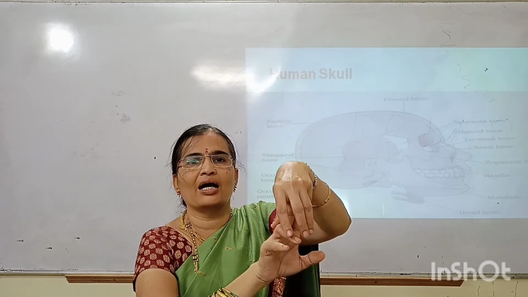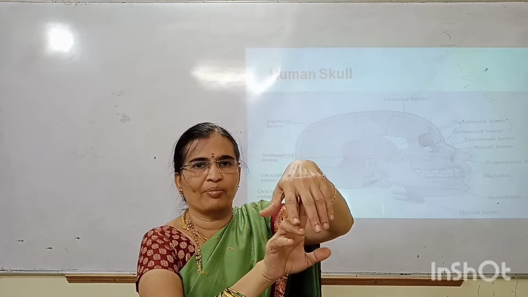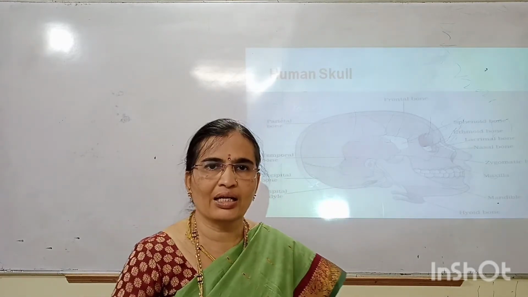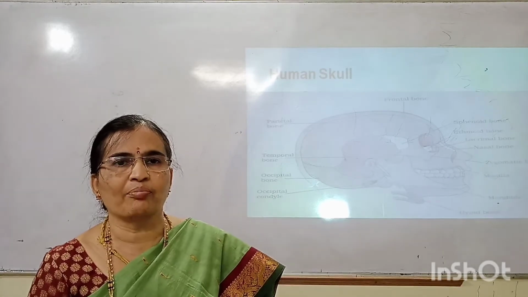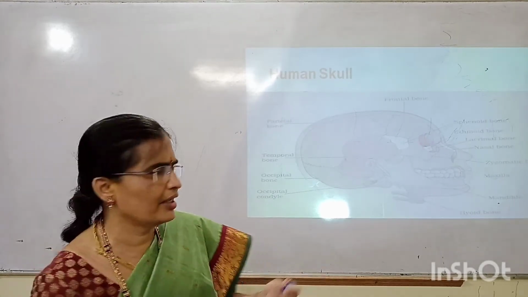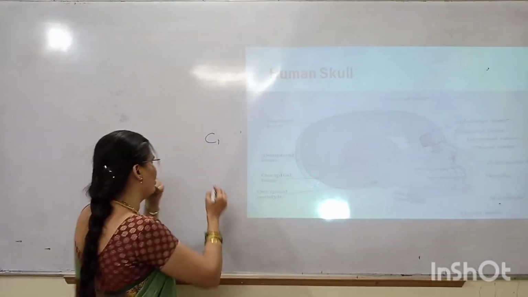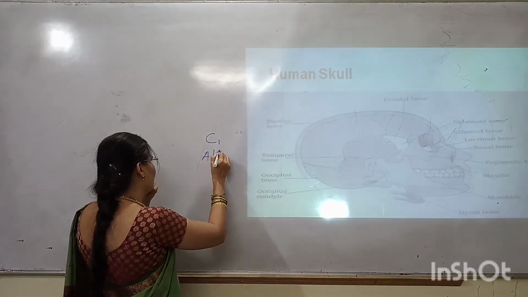So the skull is placed on this vertebral column, and here the first vertebra, that is C1, the cervical vertebra, is called as atlas.